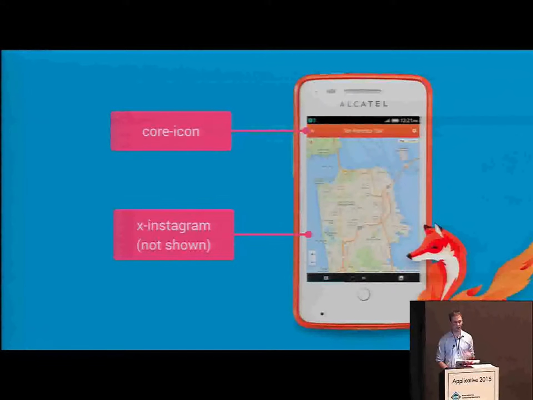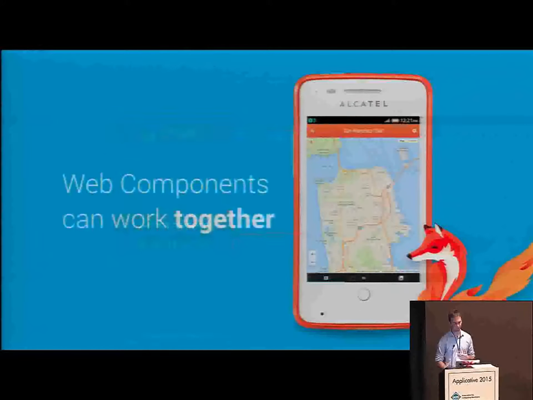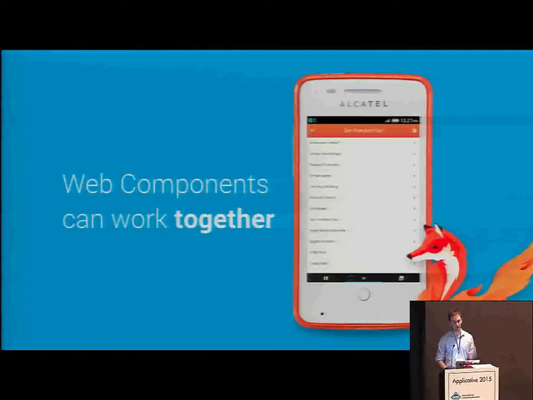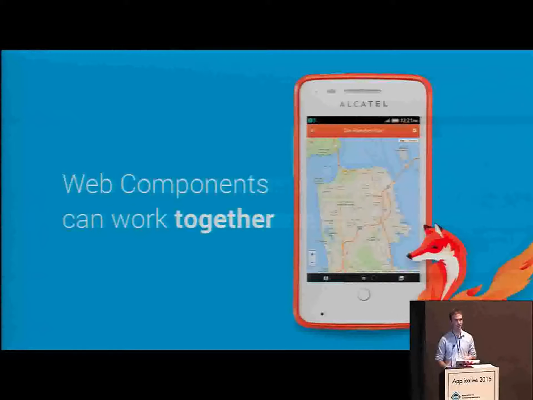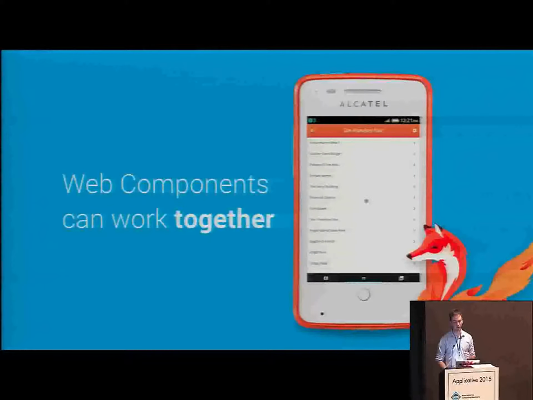You can use a core icon. You can even use a third unknown web components library that's built sometime in the future that may be way better than everything else, and an element with that, and it'll just work. They're just elements at the end of the day. So web components can work together. They can work together with each other. They can work together with frameworks that do more high-level structure and logic.